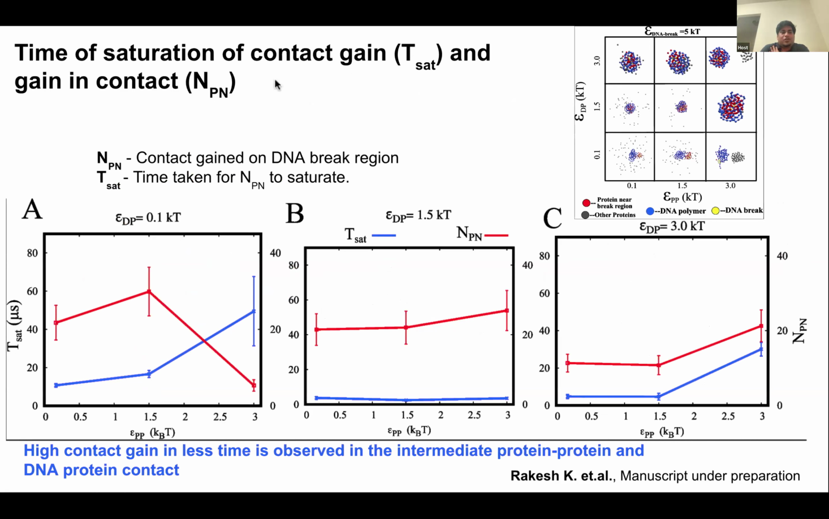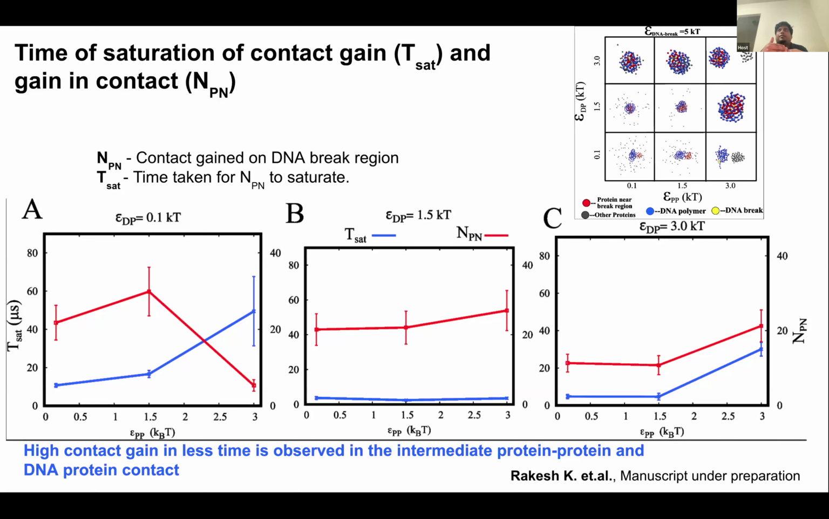We calculated two quantities from these simulations: time for saturation of contact and gain in contact. Time for saturation means the time required for proteins on the DNA break regions to be saturated, and NPN is the contacts gained on the DNA break. So how many contacts are gained after the interaction of the DNA break? DNA can already have protein on it because of the previous simulations, and when the DNA break is introduced after the simulation, how many contacts are gained?